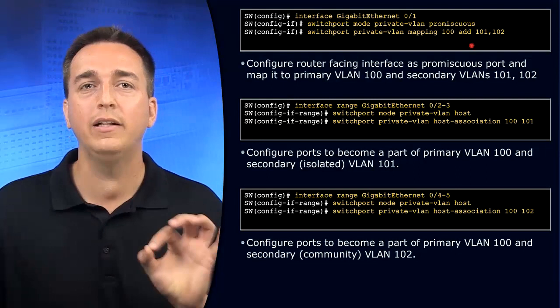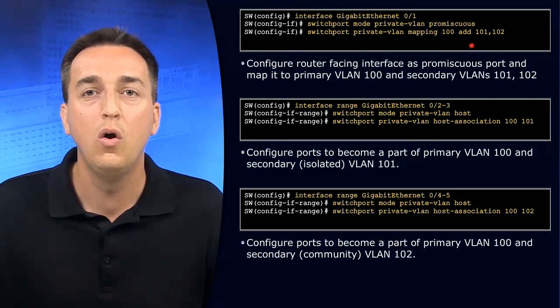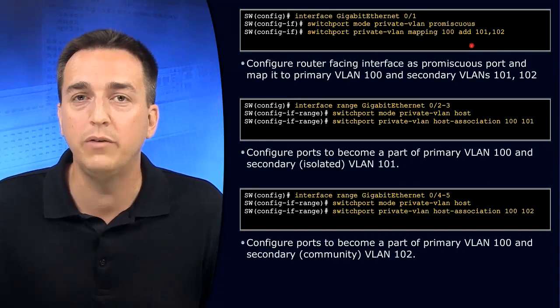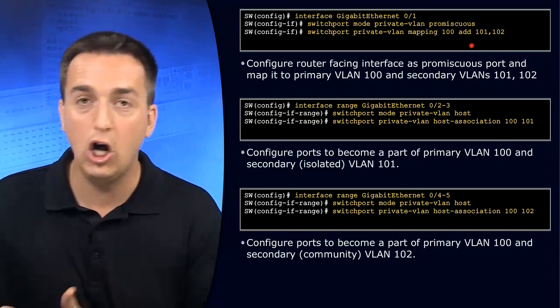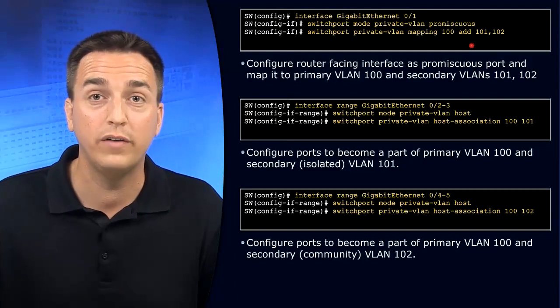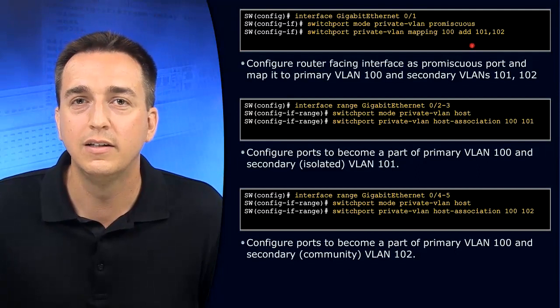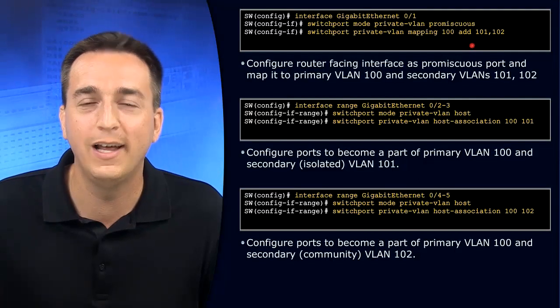So we are telling this promiscuous port that you are part of primary VLAN 100, but you will be responsible for all of those secondary VLANs and passing traffic to and from those secondary VLANs that are 101 and 102.